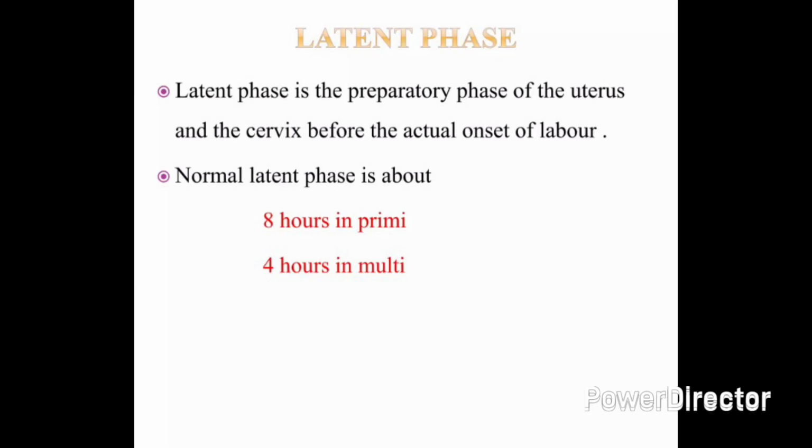Coming to the next slide, the latent phase. The latent phase is a preparatory phase of the uterus and the cervix before the actual onset of labor. In the active stage of labor, the cervical dilatation is more than 4 centimeters and strong regular contractions are present. In the latent phase, the cervical dilatation is 0 to 3 centimeters and contractions are irregular. The normal latent phase is about 8 hours in primigravida and 4 hours in multigravida.